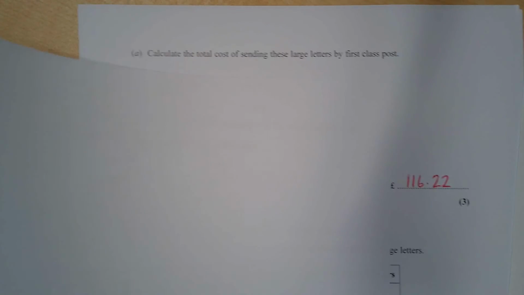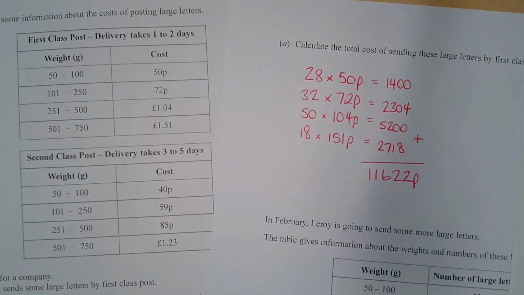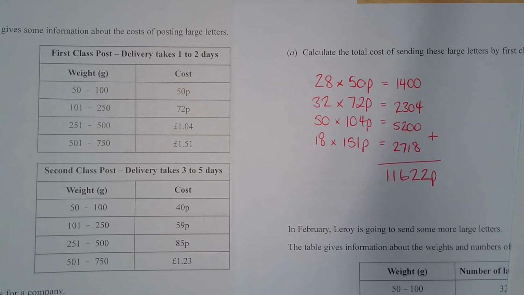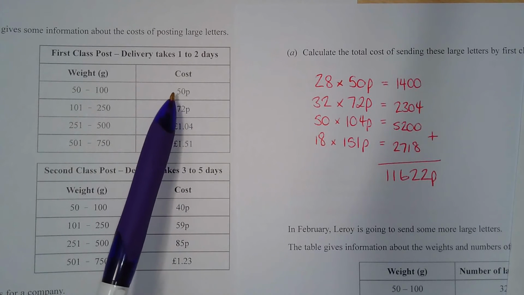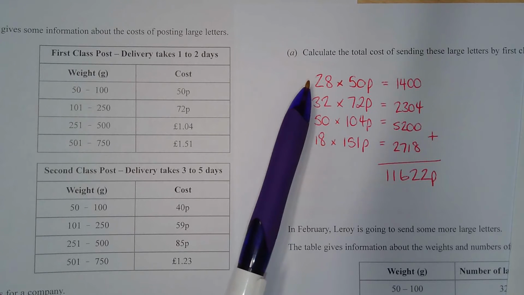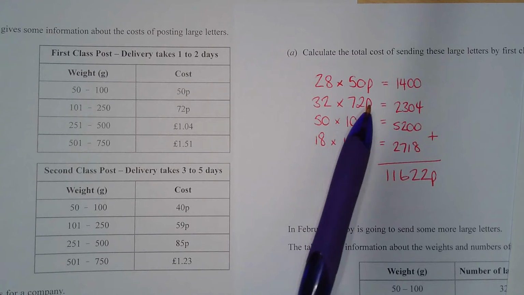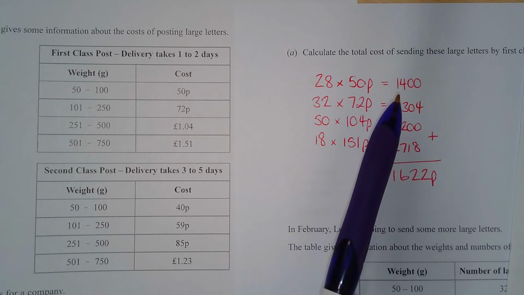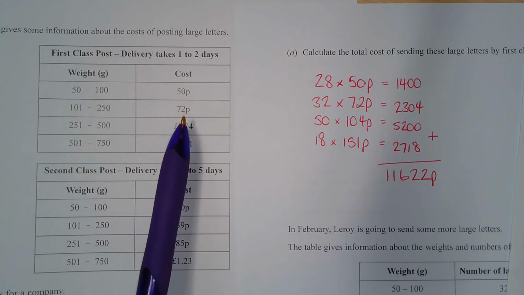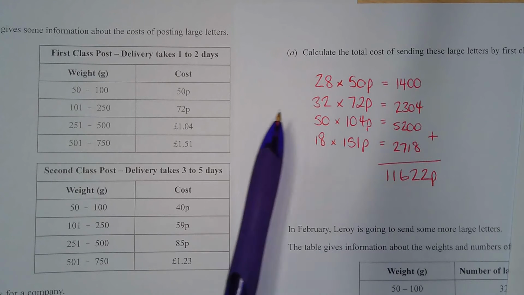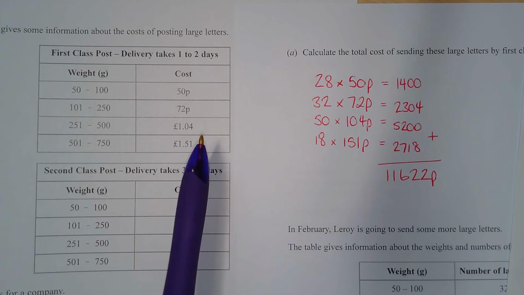Okay, so let's get these side by side and then we can see what working out we've done. So looking at my first class costs, I've got these all cost 50p. Leroy had 28 of those lighter letters, so it will cost him 50p for each one. That's a total in pence of 1,400. He's also got 32 of these ones to send, so that's 32 lots of 72p, and we get 2,304 pence for that one. Same again for the other 2 lots of letters.